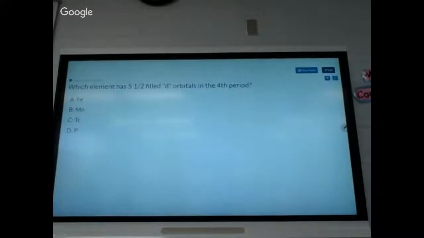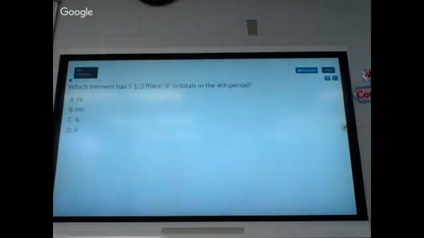All right, the fourth period would be in potassium's row, right? So potassium's row, half-filled d, starting at Sc: Sc, Ti, V, Cr, Mn, Fe, Co, Ni, Cu, and Zn. Count over 5. 1, 2, 3, 4, 5. Mn would be 5. Next.